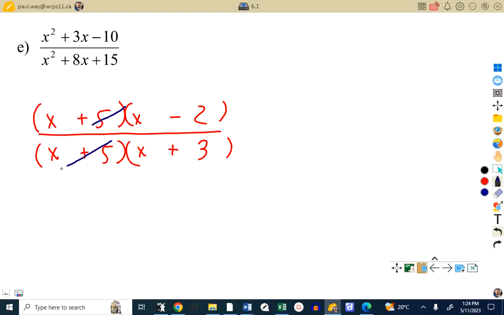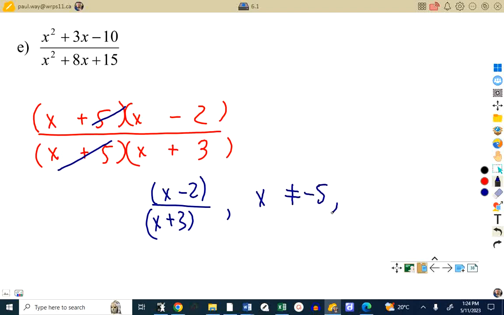So the x plus 5's cancel. You're left with x minus 2 over x plus 3. Non-permissible values, if you need them, would be x is not equal to negative 5 or negative 3. Any questions with that one?